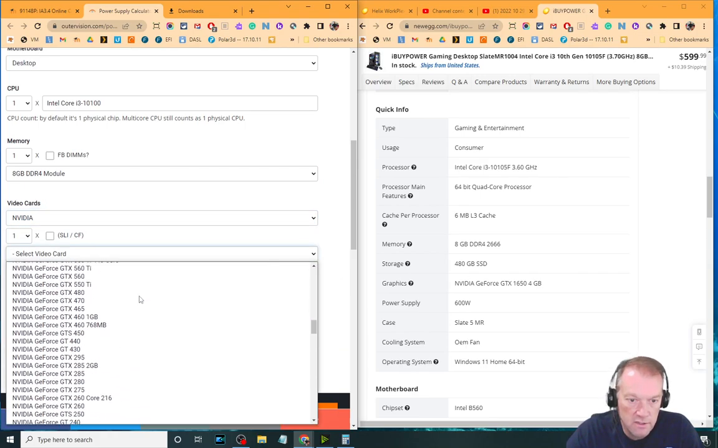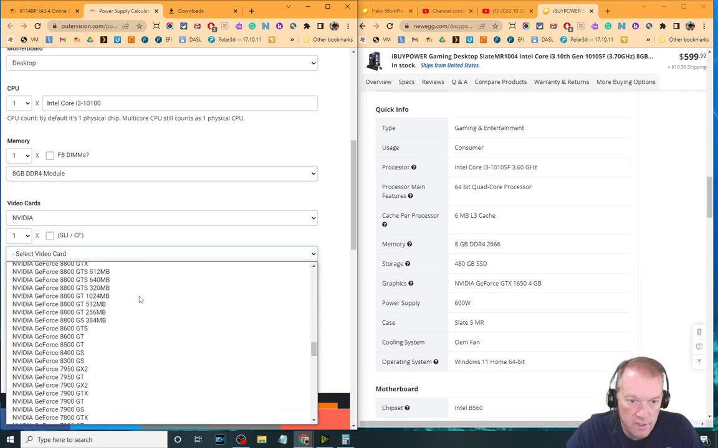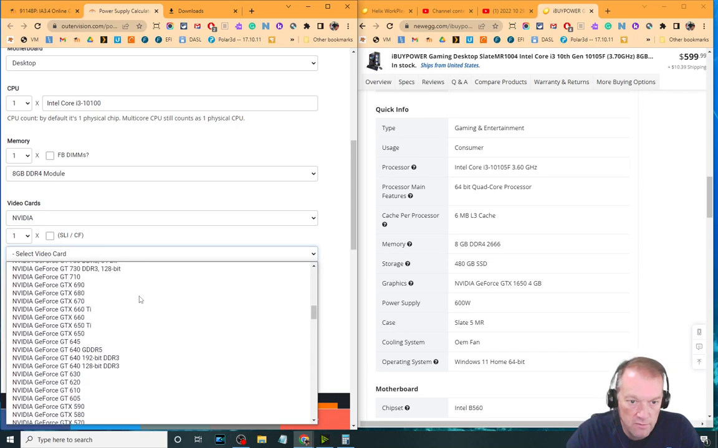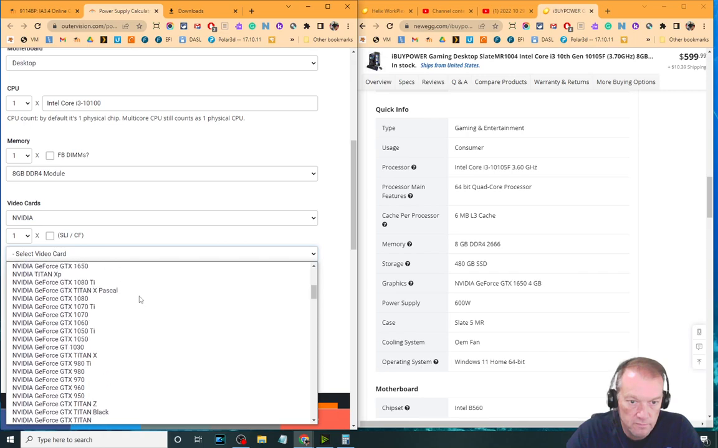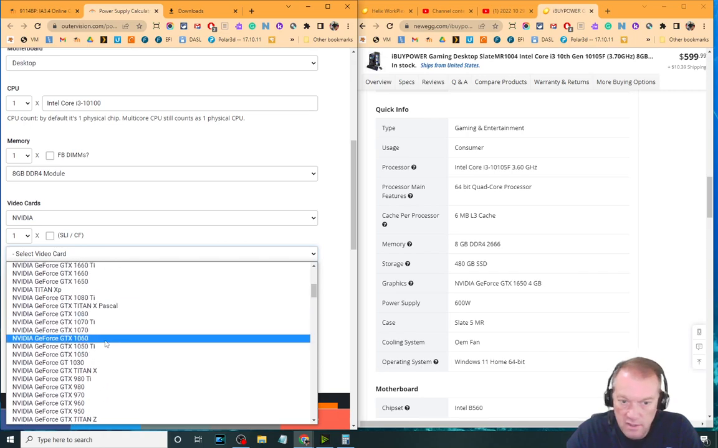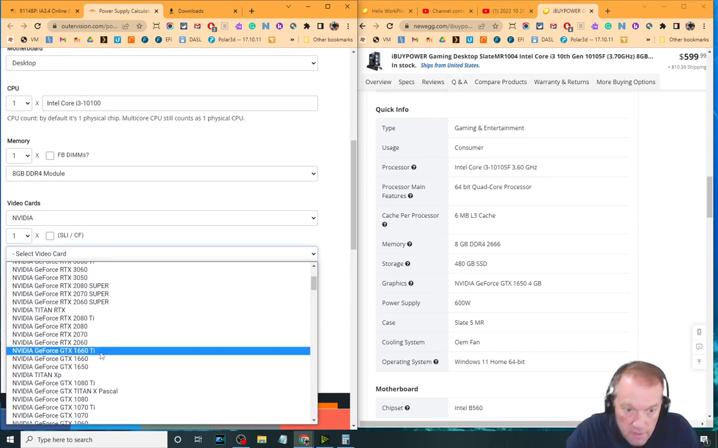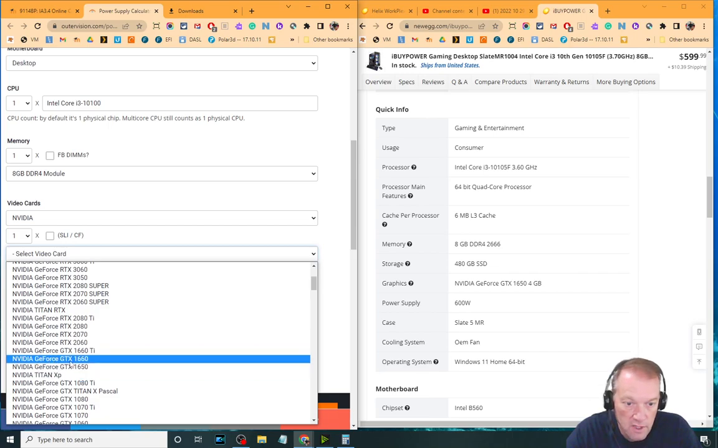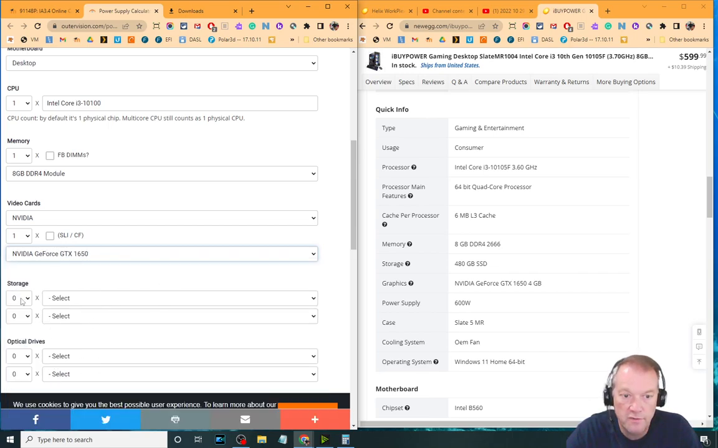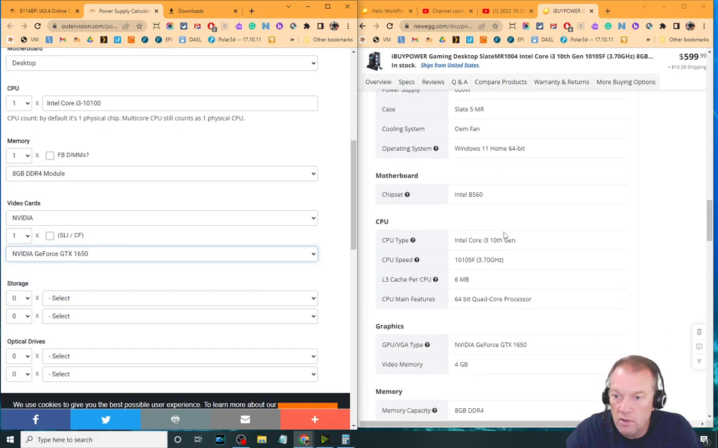GeForce GTX, see if I can find it down here. I've gone too far. 16, nope, that's not it yet. Oh, up here, there we go. 1650 straight, right there we go. NVIDIA GeForce GTX 1650.